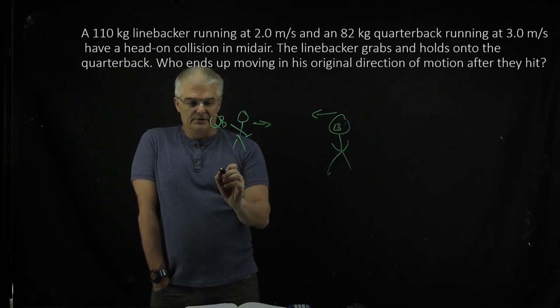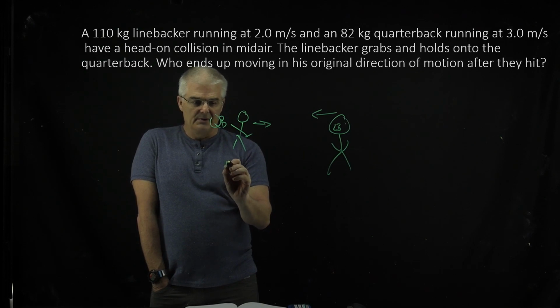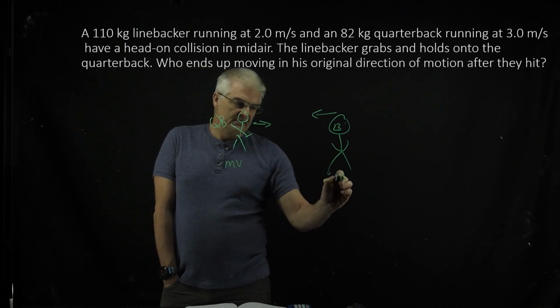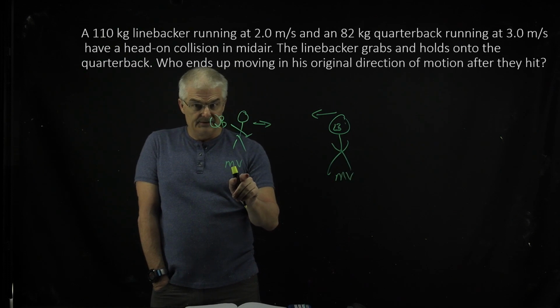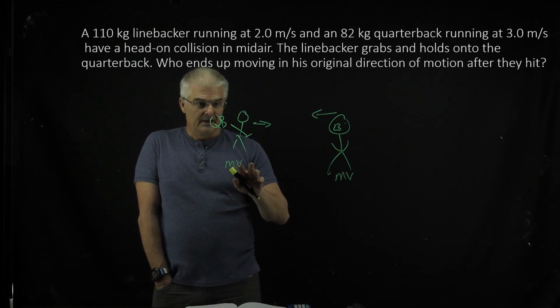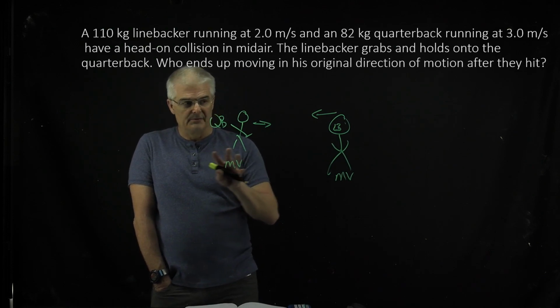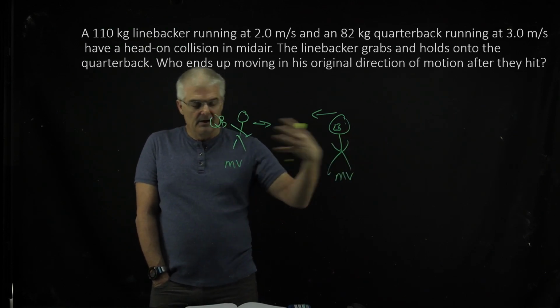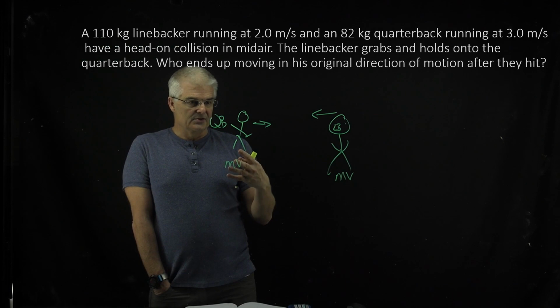Ultimately, what you want to do is find the momentum of this player and the momentum of this player. You're going to multiply these two numbers together and see which one has a higher momentum. Whoever has the higher momentum is the one who's going to be moving off to the right or to the left. So does the linebacker win, or does the quarterback win?